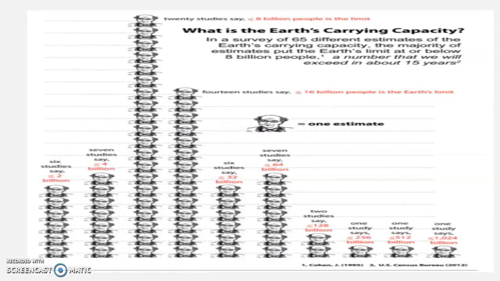What is the Earth's carrying capacity? That is a term that's used to describe how many people the Earth can sustain with its resources. And it's just an interesting graph. Each one of these dots is an estimate from a scientist. It says in a survey of 65 different estimates of the Earth's carrying capacity, the majority of estimates put the Earth's limit at or below 8 billion, a number that we will exceed in about 15 years.